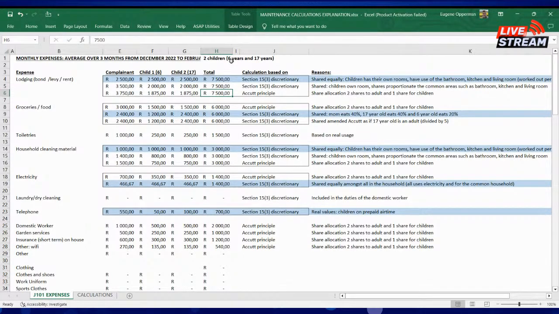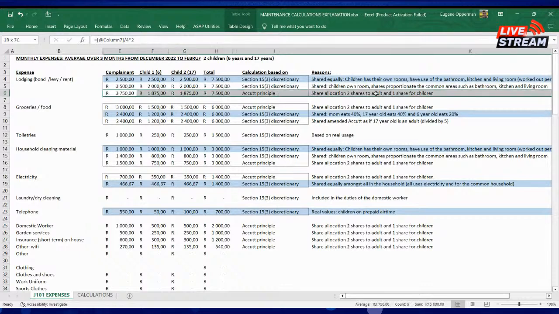And then we allocate the shares. 2 shares for the mom, and then 1 share per minor child. So what we do there is we divide the whole amount by 4. That would mean that the mother pays 3,750 Rand, and then each child's contribution is 1,875 Rand. That is according to the Kut principle. But let's go further on this, which means that you, as the complainant, would pay the majority share thereof, 3,750 Rand. Now, one would think, is that fair?